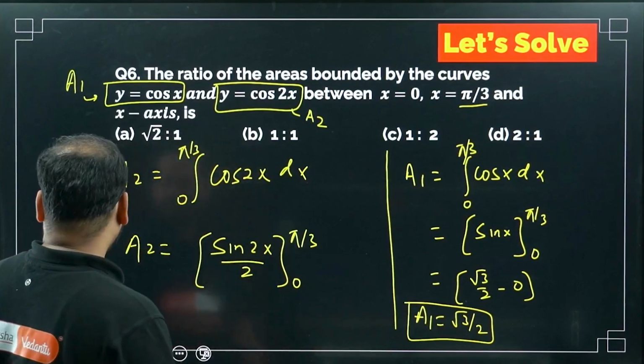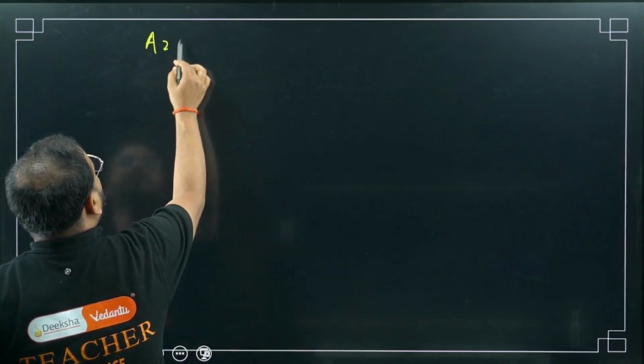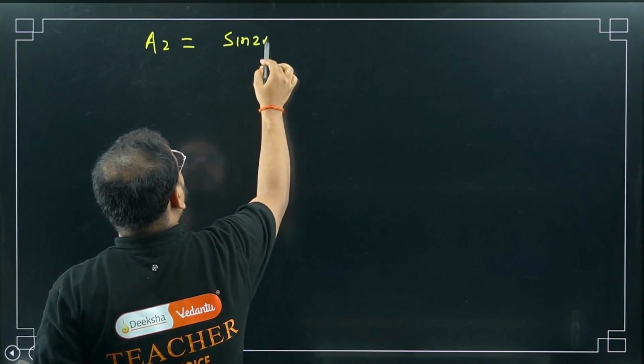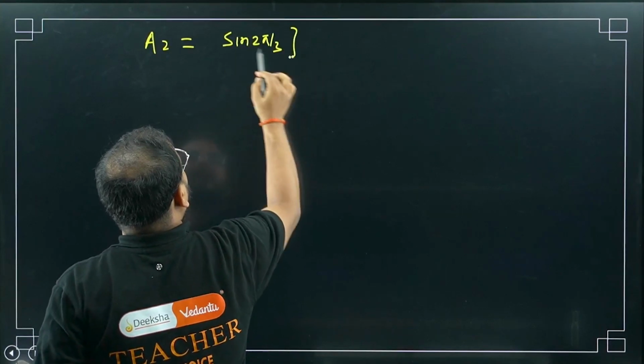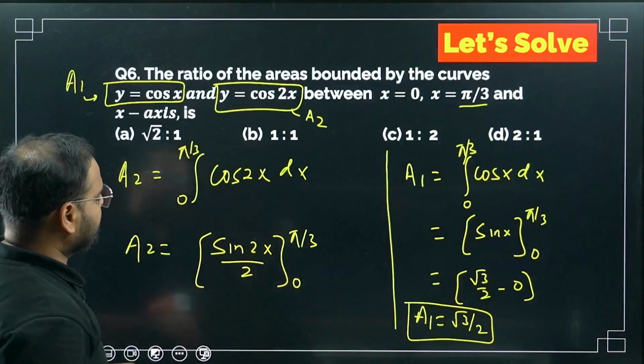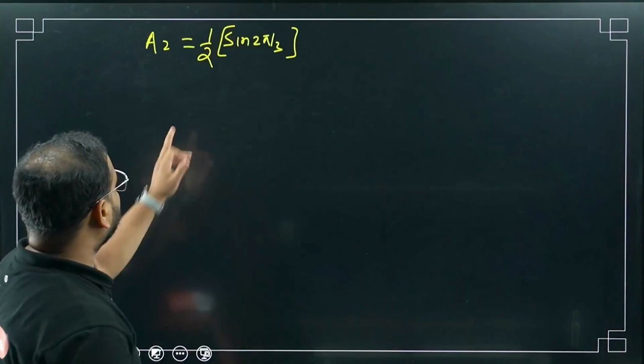Okay, let's look over here. So my A2 will become what? Sine of 2 pi by 3, and I have a constant 1 by 2 outside. This is a 2, no? A constant 1 by 2. I've taken it outside. So 1 by 2 like that.